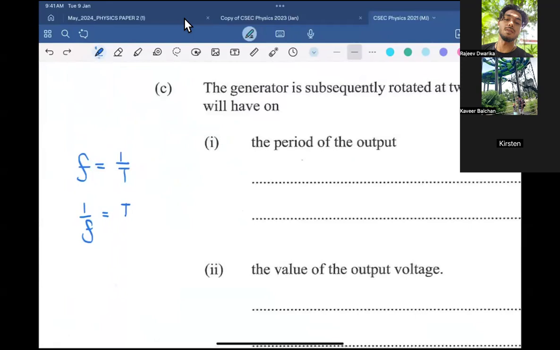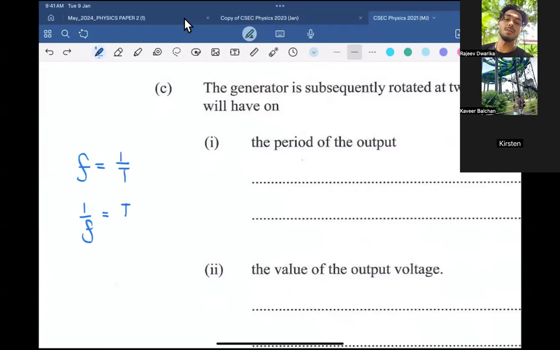Periodic time is the amount of time it takes for one oscillation. And frequency is the amount of oscillations in 1 second. So if the periodic time is less, that means it has more oscillations. If you understand what I mean.